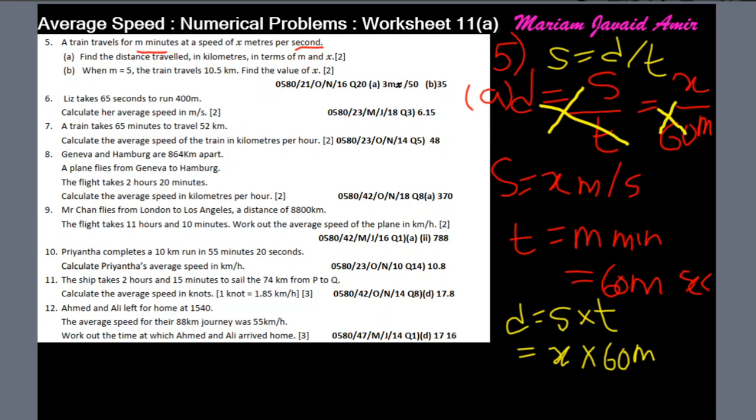And we're getting this answer in meters because this is meters, but we need the answer in kilometers, so divide this by 1000. So we get 60mx divided by 1000, which when simplified will give us this answer, 3mx over 50.